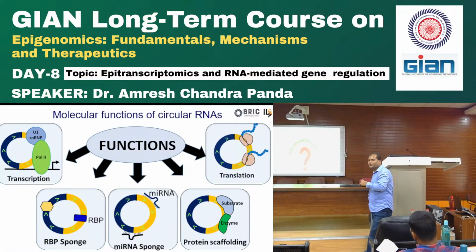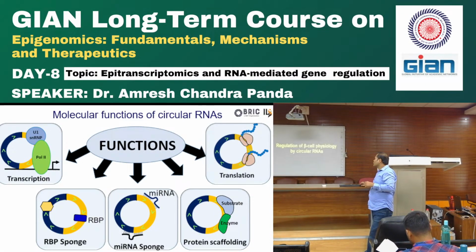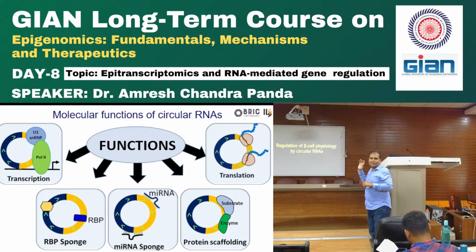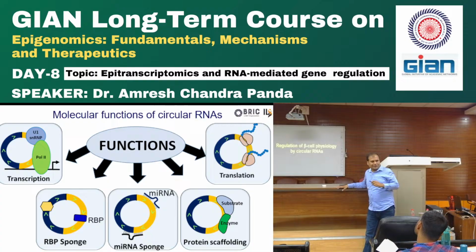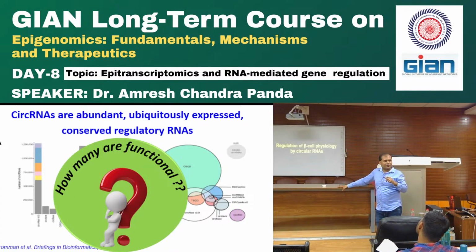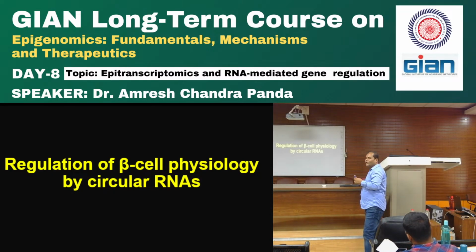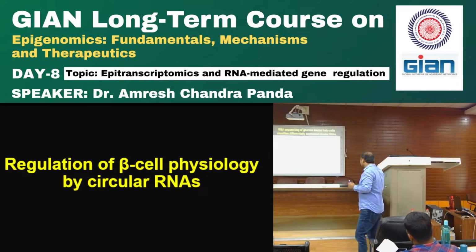them or overexpress them and see their functions. So one thing we wanted to do in our lab is to see whether glucose is regulating any circular RNA and they have any role in the beta cell physiology. So to do that, what we can do? How will I find the circular RNA regulated by glucose?